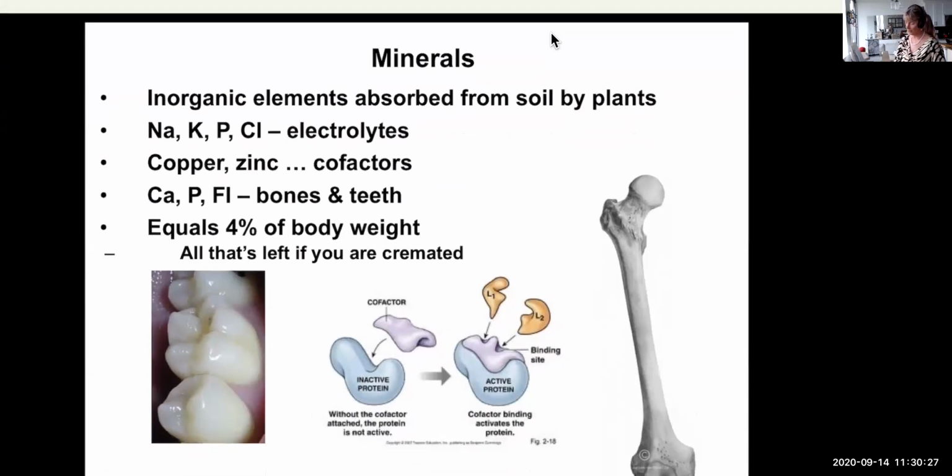When you think of nutrients, we're often advised to not only eat our vitamins, but also our minerals. You do need minerals in the body. They're inorganic elements. We get them from plants. Some of them are electrolytes, so they're dissolved in our tissue and our blood and our interstitial tissue. So those are things like sodium, potassium, phosphorus, and chlorine. Other minerals such as copper and zinc are cofactors, and they are required by enzymes in the body for function. Some minerals like calcium, phosphorus, fluorine, they are in our bones and teeth, and that equals about 4% of your body weight. So when and if you are cremated, that is what will be left over.